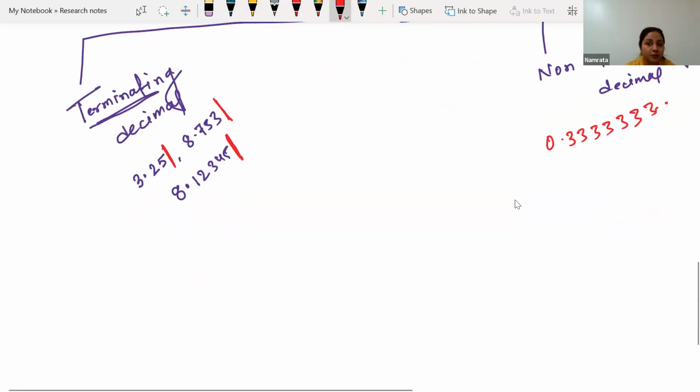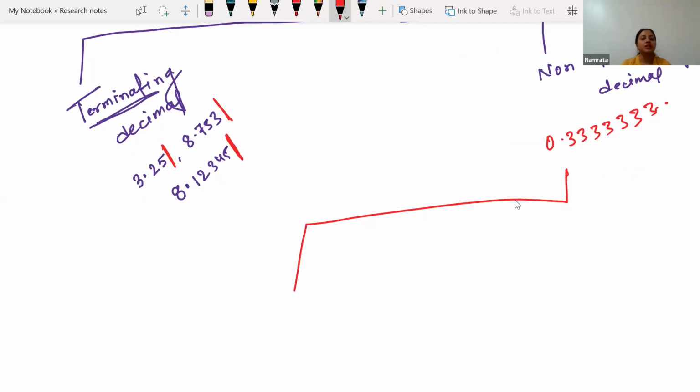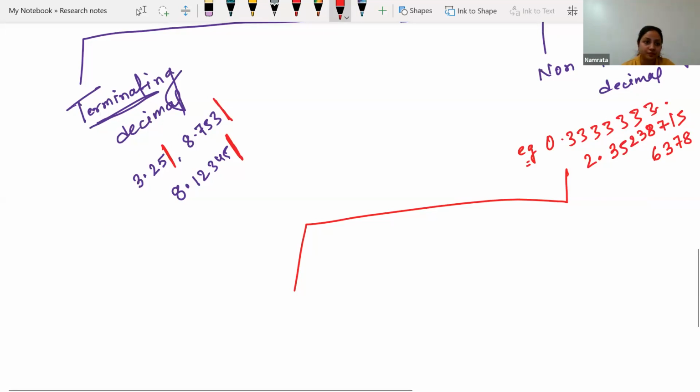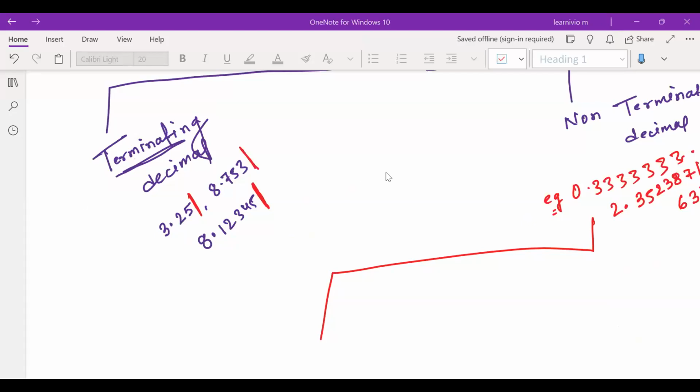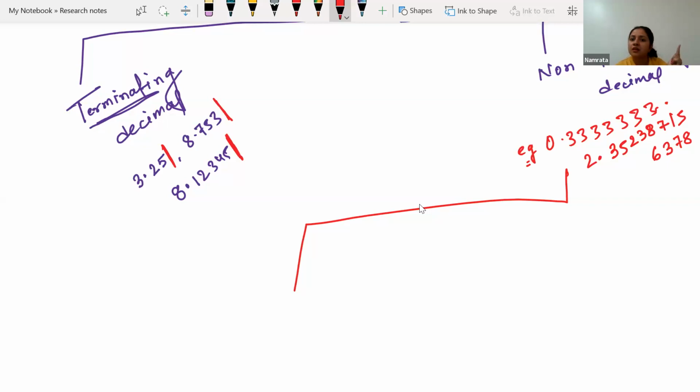Here, non-terminating decimal numbers are of two types. When we have 0.3333, this is one example of a non-terminating decimal, and the other example is 5, 2, 3, 3, 7, 8. You can see in the first example that the number 3 keeps on repeating, 3, 3, 3, 3. The number is continuously getting repeated. Or if I take another example, 0.25, 25, 25, 25. So there is a repetition of the number.